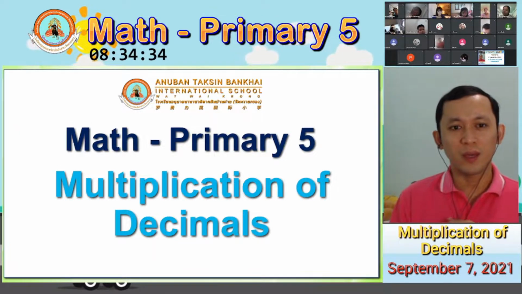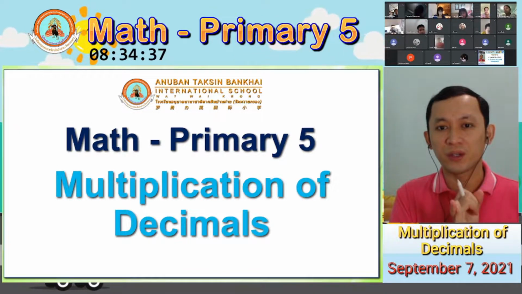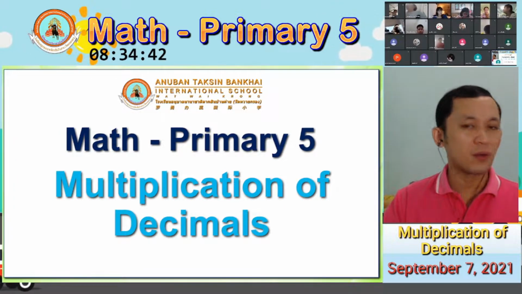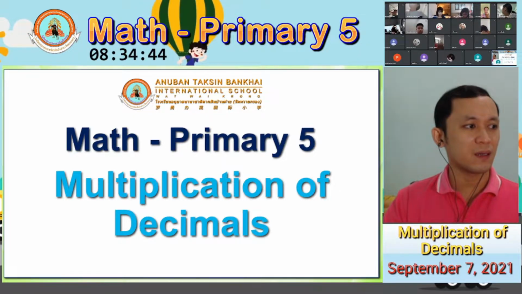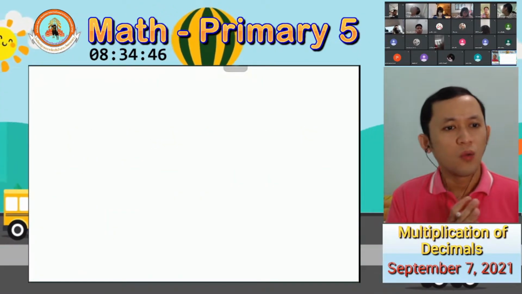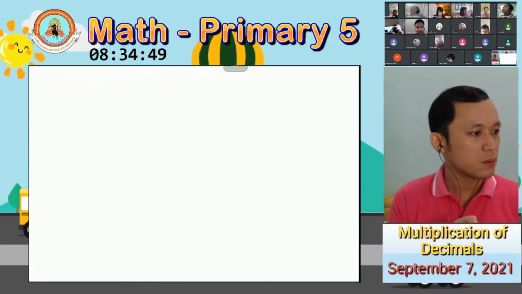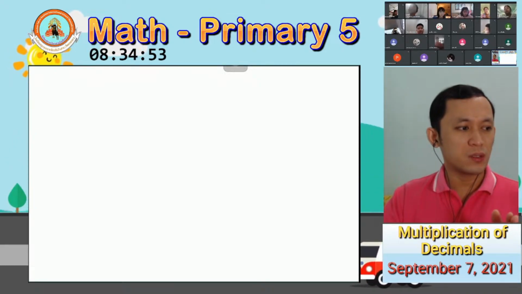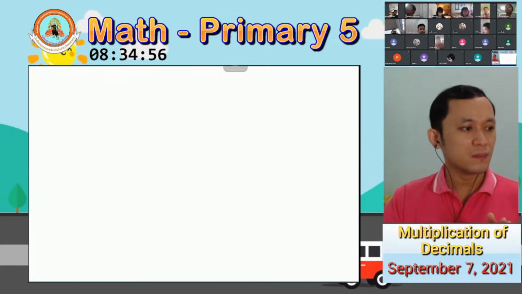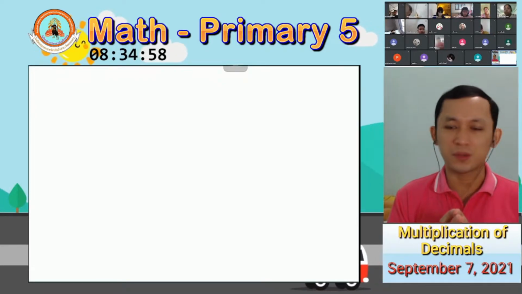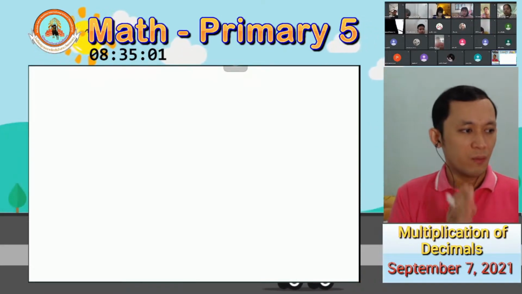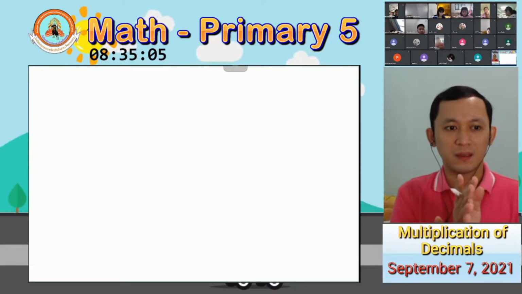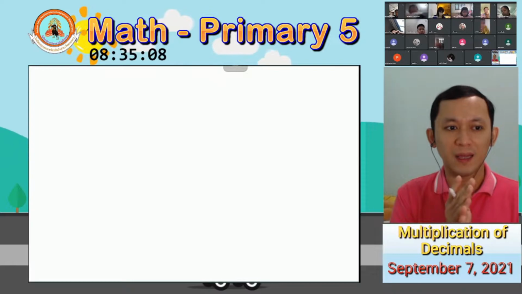Okay, so again, we already talked about how to do addition and subtraction. Let's have a quick review first on how to add or subtract decimals. So again, what is our rule? When we do addition or subtraction of decimals, we make sure that our decimal points are straight. They are aligned.